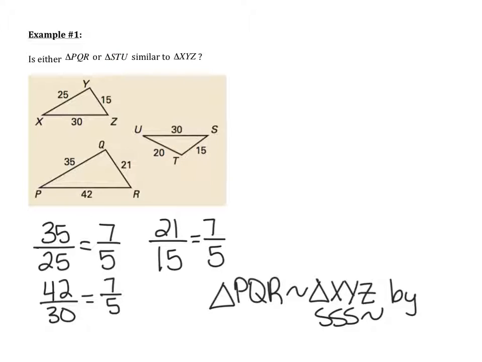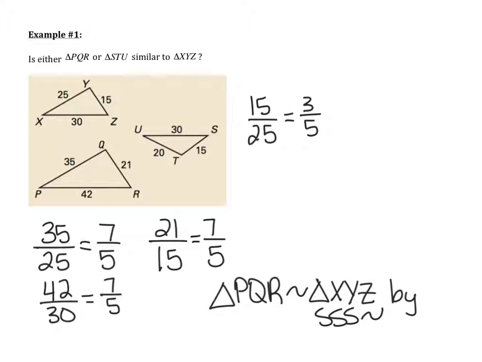So let's compare ST to XY. So we have ST is 15 and XY is 25. In lowest terms, that would be 3 over 5. So we know that if we compare other corresponding sides and we don't get 3 over 5 as our ratio, then we know that the two triangles are not similar.